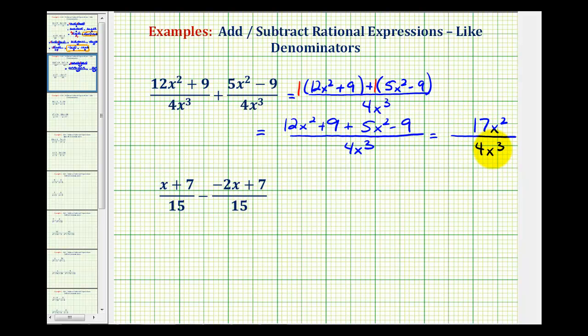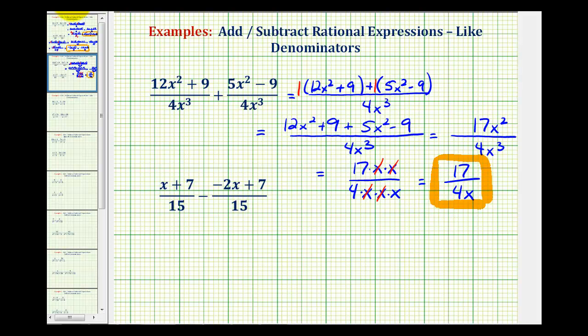But now we do want to give our answer in simplified form. Notice the numerator and denominator do share factors of x. To show this, we could write 17x squared as 17 times x times x, and we could write 4x cubed as 4 times x times x times x. x over x simplifies to 1 here and here, leaving us with 17 divided by 4x. And to simplify x squared over x cubed, we could have also used the quotient rule for exponents.